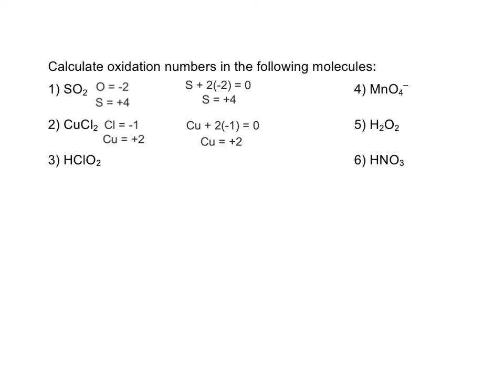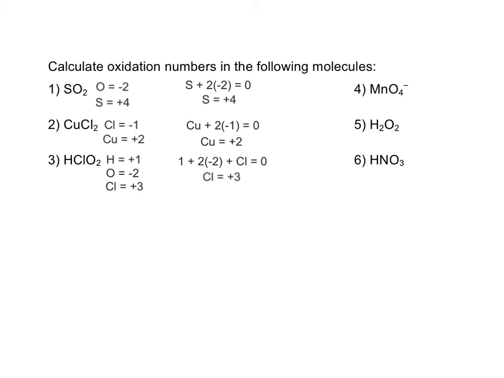So if H is always going to be +1, O is always going to be -2, and then chlorine is the one we don't know. So if we have +1 plus 2 times the -2 plus whatever we have for chlorine, and that all has to equal 0, then we get the value for chlorine is going to equal +3.